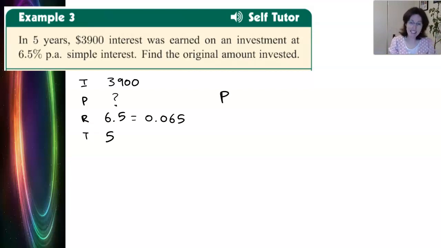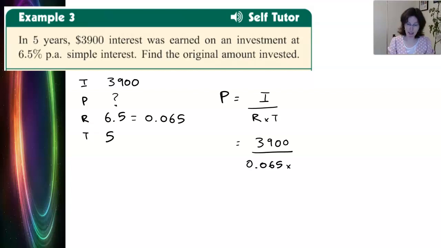So we're going to do P is equal to, the rearrangement of the formula had I in the numerator over the other two letters. So it's R multiplied by T. So let's substitute in those values now. I for interest is the 3,900 number divided by the rate 0.065, which is multiplied by time 5. And therefore the principal amount that was earned on this investment is $12,000.